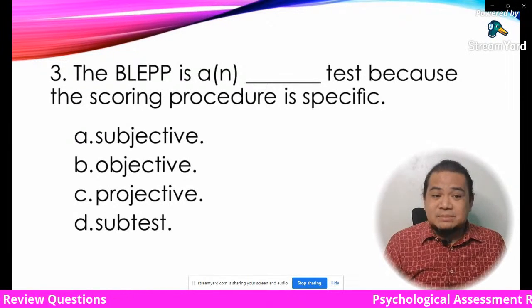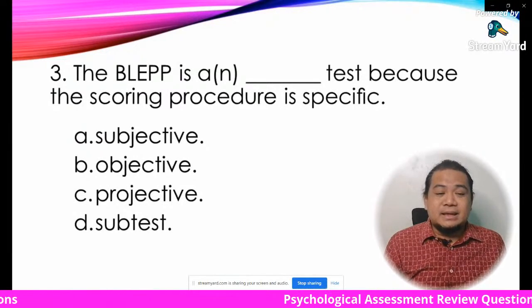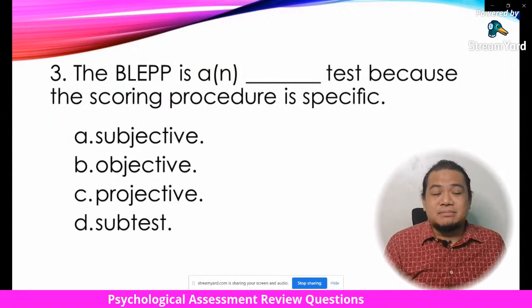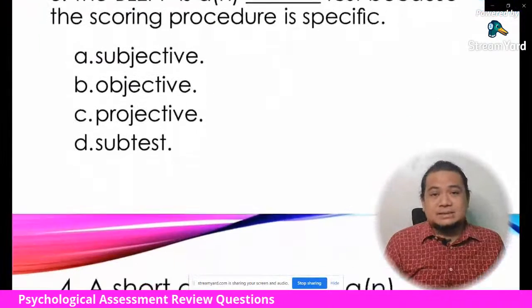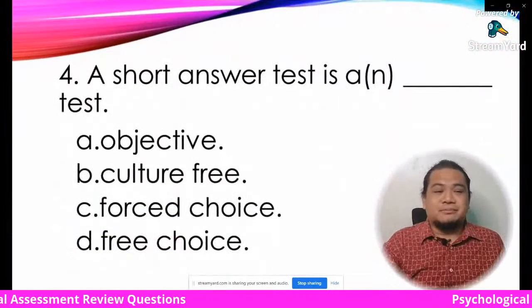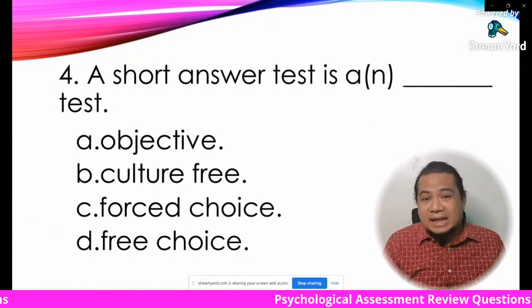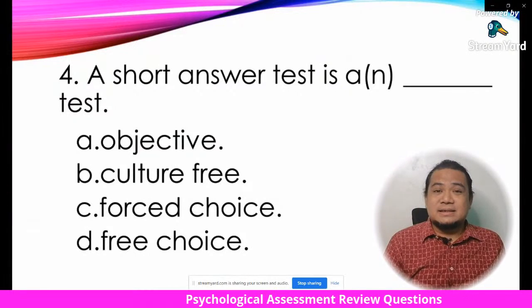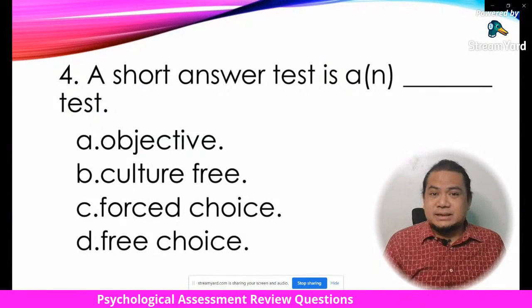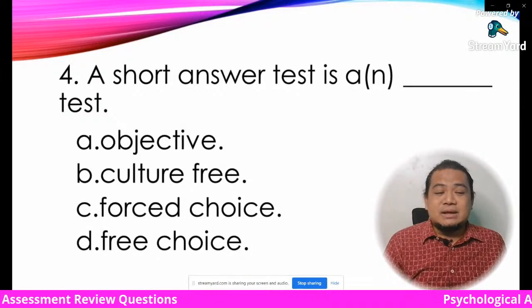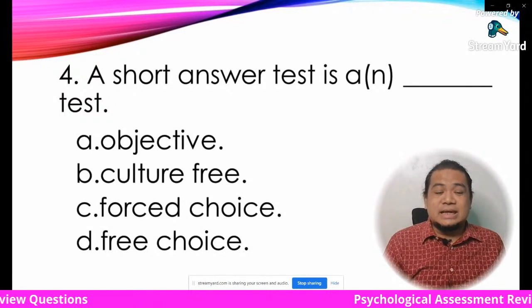Number 3. The BLEP or BLEPP is a or an blank test because the scoring procedure is specific. Is it A. Subjective? B. Objective? C. Projective? Or D. Subtest? Number 4. A short answer test is a or an blank test. Is it A. Objective? B. Culture-free? C. Forced choice? Or D. Free choice?